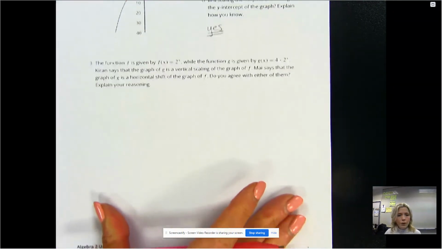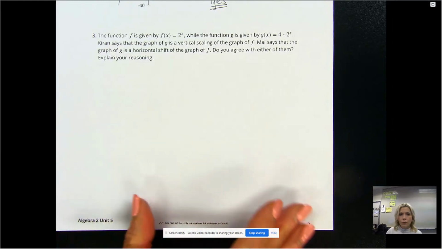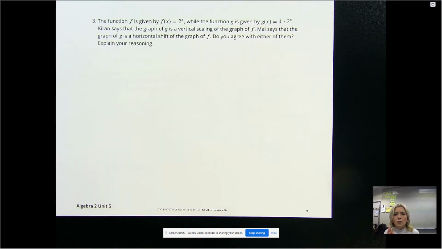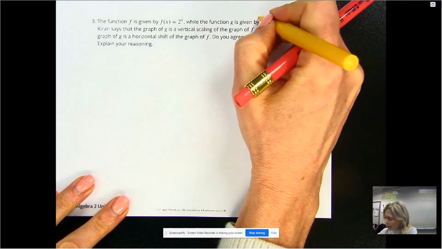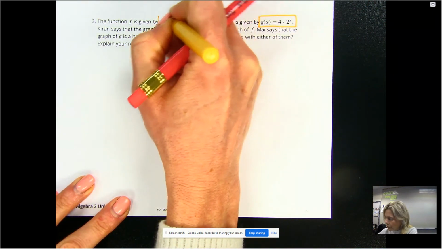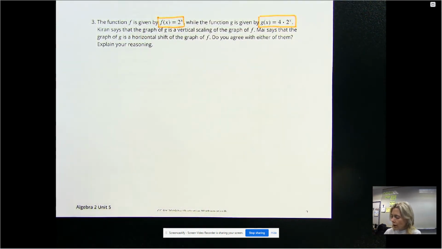Okay, number 3, we have a little controversy about f of x versus g of x. So the function for g of x is 4 times 2 to the x. So we have 2 ideas about this function compared to this one. Chiron says the graph is a vertical scaling of the graph of f, and Mai says that the graph is a horizontal shift of the graph of f. Do you agree with either of them?